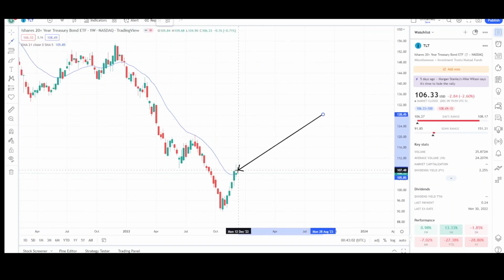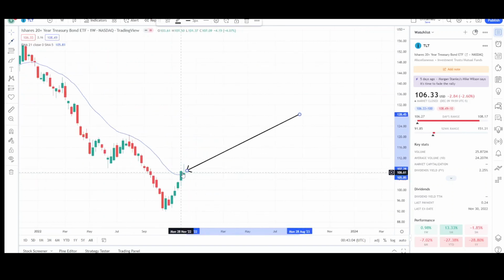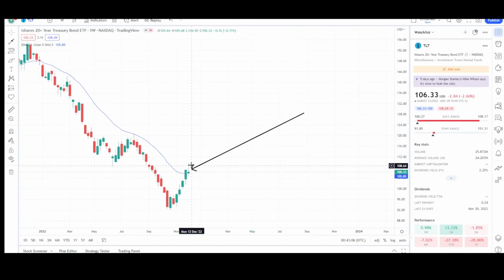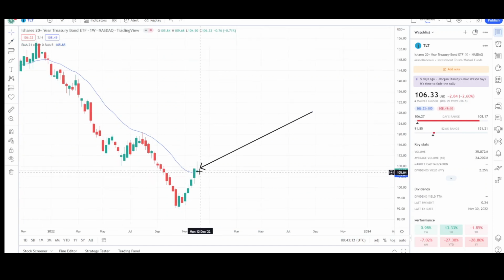We did close above it last week, and then this week it's a bearish bar. So some rejection at this price level, and it's showing some movement to the downside. But again, it's just one candle. I need to see continuous momentum to the downside, and then I'll be much more confident that we're going to go back down to this low point.